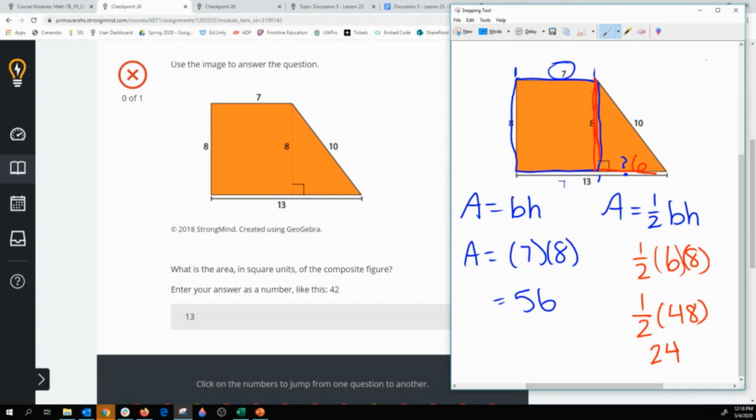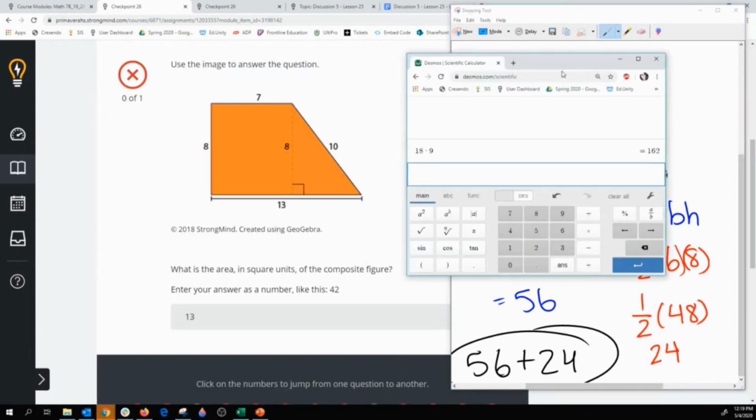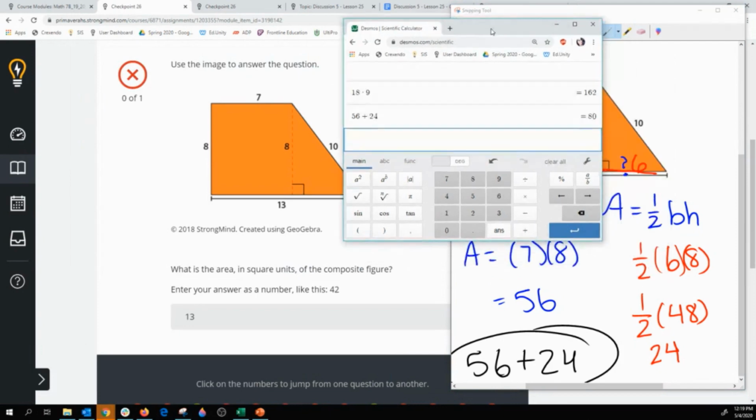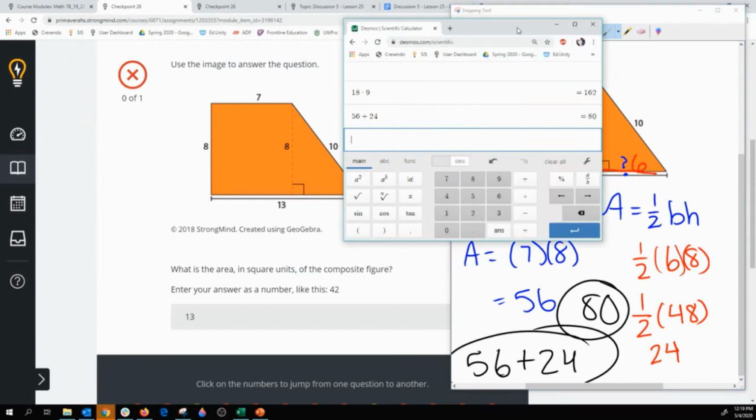And then the very last step would be to add our areas together. So 56 plus 24. And when I add them together, I get 80. The final answer here would be 80. The area of this composite figure is 80 units squared. But you can just type in the 80. You don't need to type in units squared.